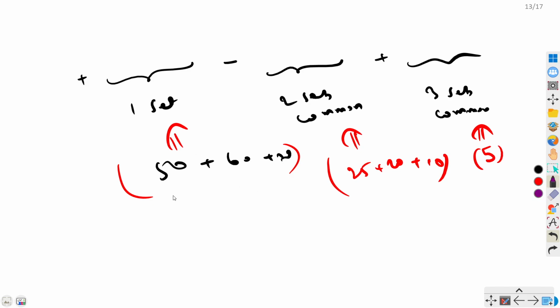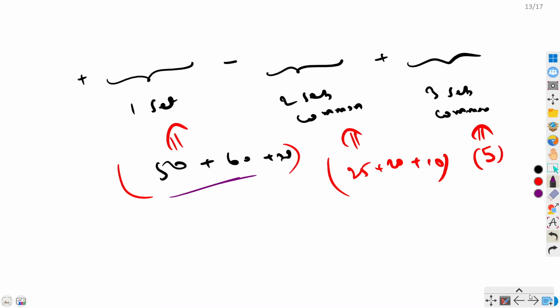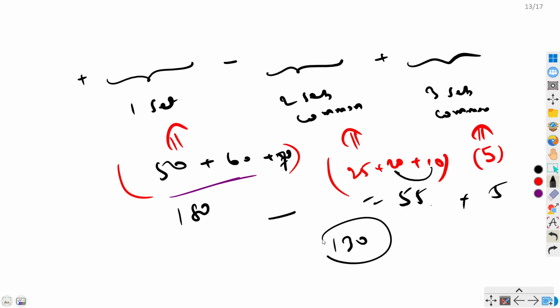I can simply solve this. So if you add this, this was 30 or 70. This was 70. So 50 plus 60, 110, 70, 180. This is 30 plus 25, 55, and this is 5. So 180 minus 55 plus 5. So that would be 185 minus 55, that would be 130. Okay. So 130 households are there which subscribe to at least one newspaper, either 1 or 2 or 3.